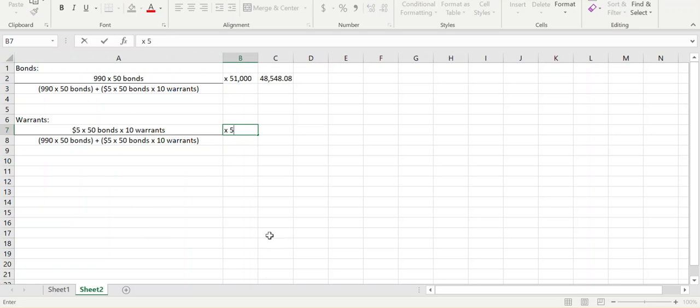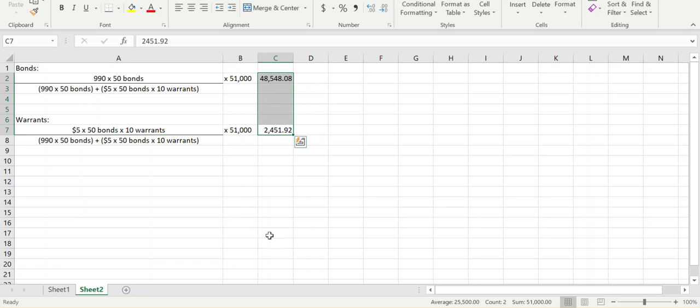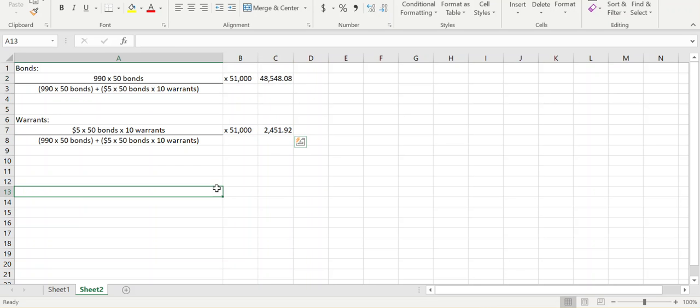And again, we're going to multiply it by the $51,000 selling price. So that means out of the $51,000, $2,451.92 would be allocated to the warrants in total. And again, the sum of the two allocations gets you back to the selling price of $51,000.